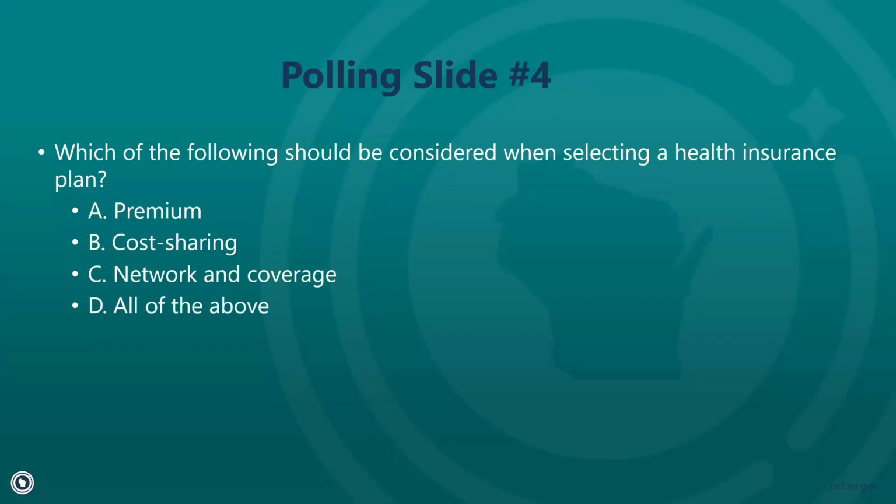Polling slide number 4. Which of the following should be considered when selecting a health insurance plan? A, premium. B, cost sharing. C, network and coverage. D, all of the above. And the answer, as you might expect, is all of the above.